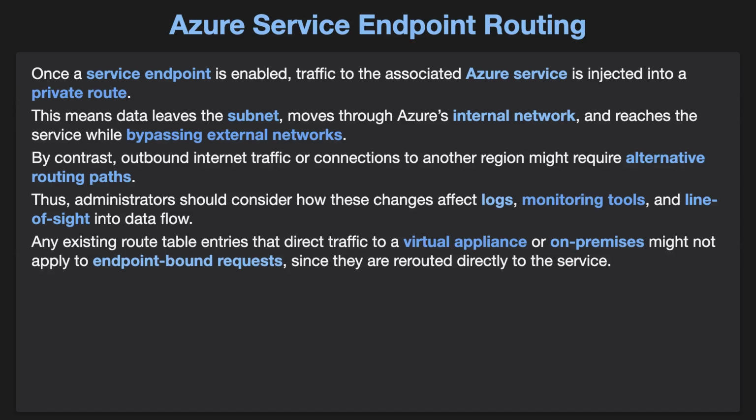Once a service endpoint is enabled, traffic to the associated Azure service is injected into a private route. This means data leaves the subnet, moves through Azure's internal network, and reaches the service while bypassing external networks. By contrast, outbound internet traffic or connections to another region might require alternative routing paths. Thus, administrators should consider how these changes affect logs, monitoring tools, and line of sight into data flow. Any existing route table entries that direct traffic to a virtual appliance or on-premises might not apply to endpoint-bound requests, since they are rerouted directly to the service.